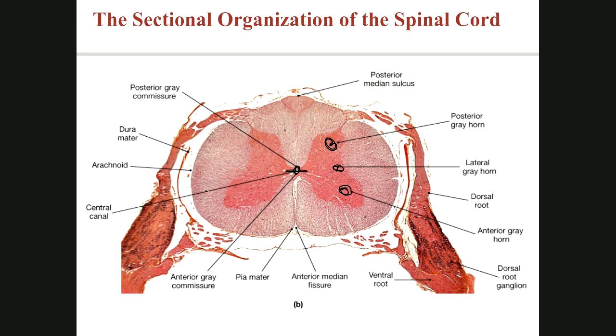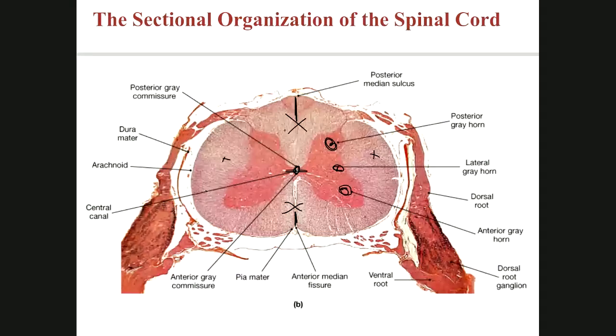This part is called your posterior or dorsal column. This part is called anterior or ventral column, and these two parts on both sides are called lateral column. Here you can see the posterior median sulcus, and in this part you have the anterior median fissure.